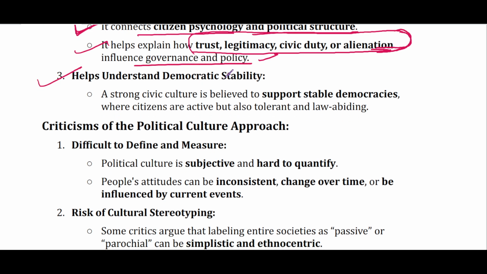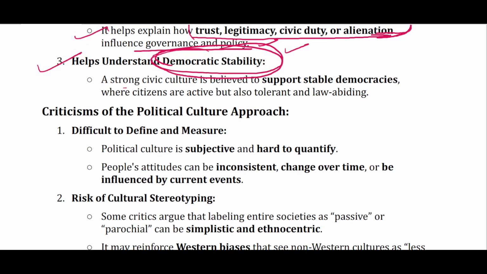Then finally, the ultimate outcome which both of them arrive at in their particular study was democratic stability. So a strong civic culture, they believe, is certainly a prerequisite to support stable democracy where citizens are actively participant but also tolerant and law abiding.